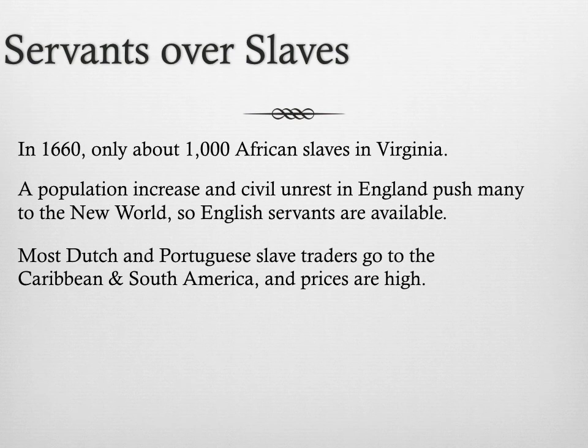Therefore, very few slave ships stopped in the ports of Virginia, so they simply were not around that much. Moreover, the prices for enslaved people were higher than they would later become, and so many planters viewed indentured servants as the cheaper investment. So they're cheaper and they're much more available.